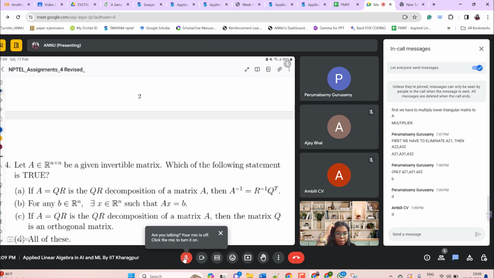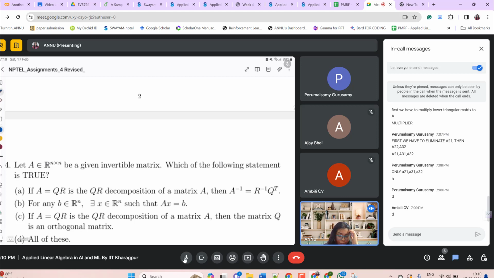So only one answer. Okay, so Ambili told. Ambili, you are joining very, very late, like 1 hour already left. And Guruswami is also telling the answer. So okay, let's see this question.